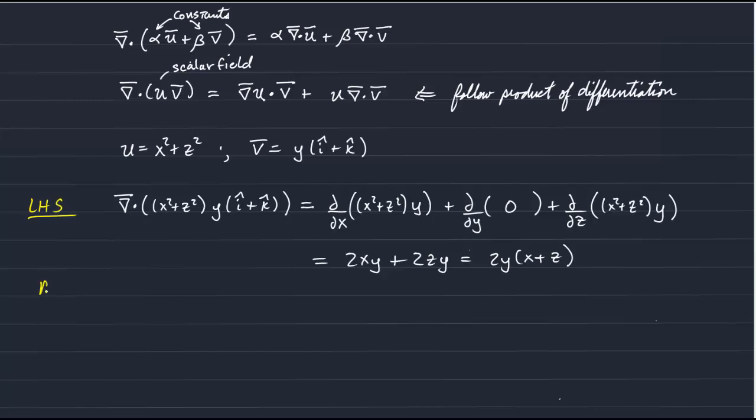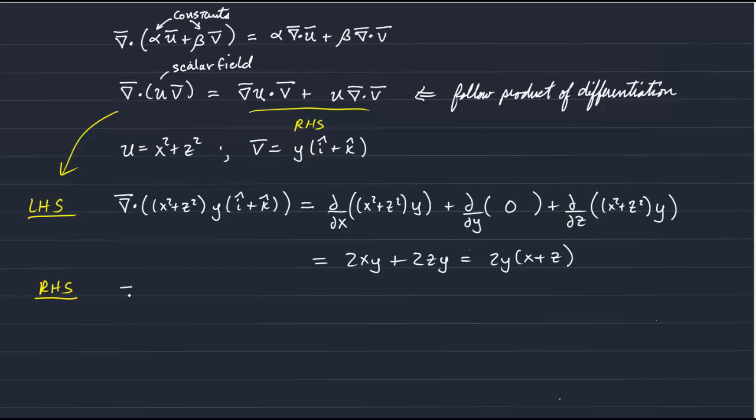Now let's look at the right-hand side of this equation. So this was the left-hand side, and this is the right-hand side. Let's confirm that this vector identity is correct. The left-hand side is the gradient of u.